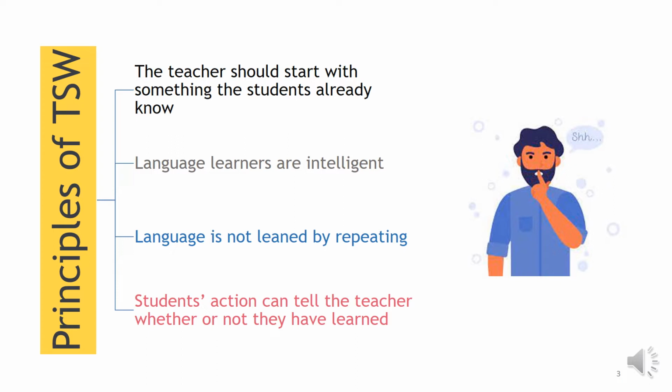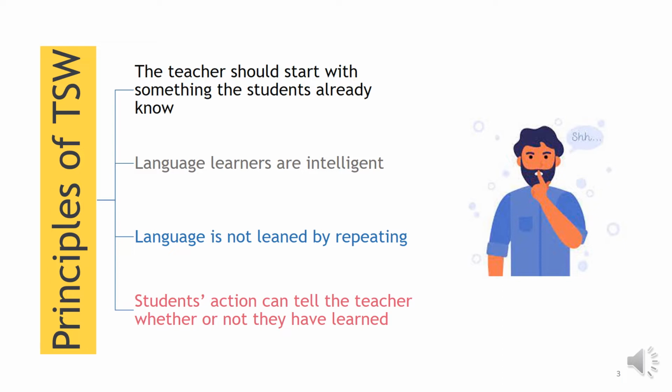The third principle is that language is not learned by repeating, which means that the students need to develop their own inner criteria for correctness, okay, or to trust and to be responsible for their own production in the target language. The fourth principle is that students' actions can tell the teacher whether or not they have learned. It's quite clear, I think.